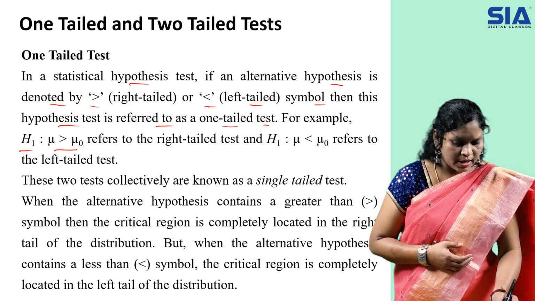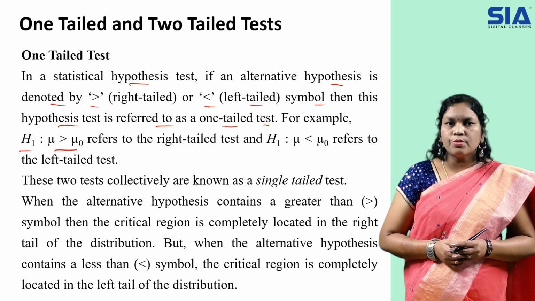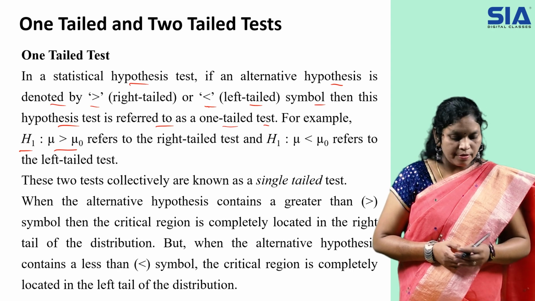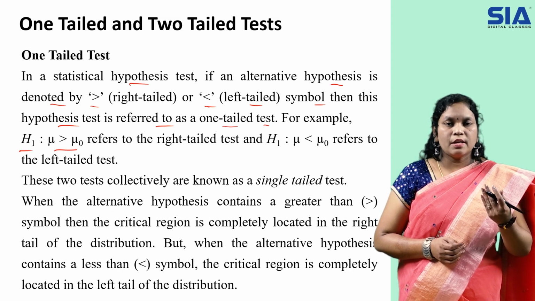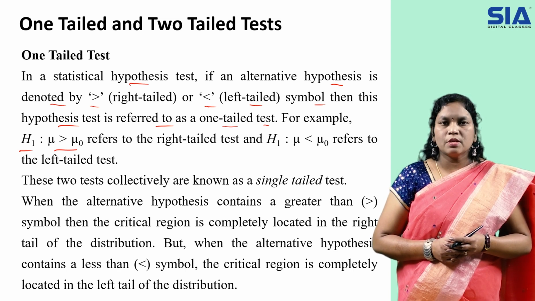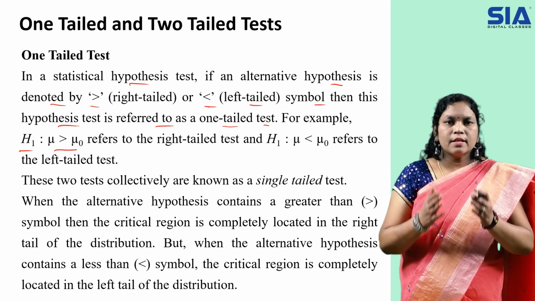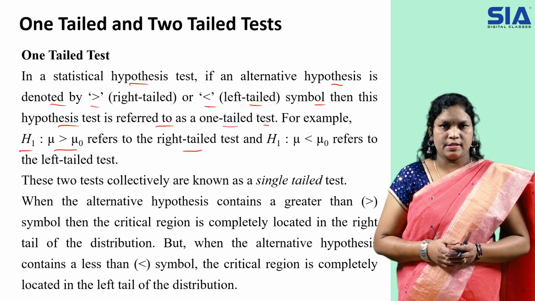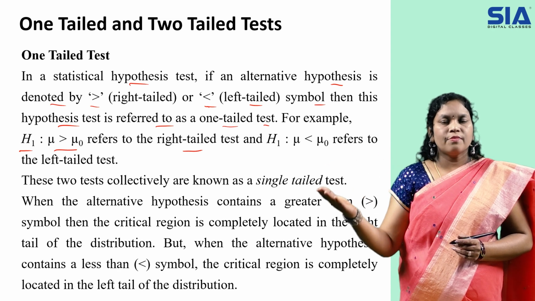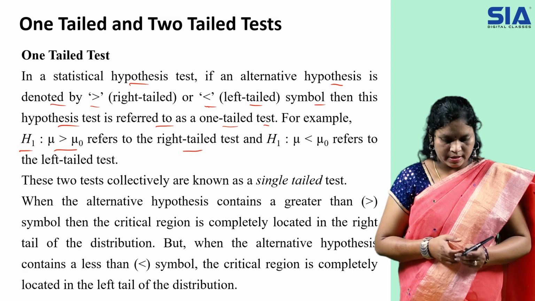H1: mu is greater than mu naught. H1, we know, is the representation of the alternative hypothesis. So H1: mu greater than mu naught. Suppose you are checking with the population mean, so mu greater than mu naught, we get a greater than symbol. So it refers to the right tail test. Greater than, the data will fall into the right side of the curve, so we call it a right tail test.